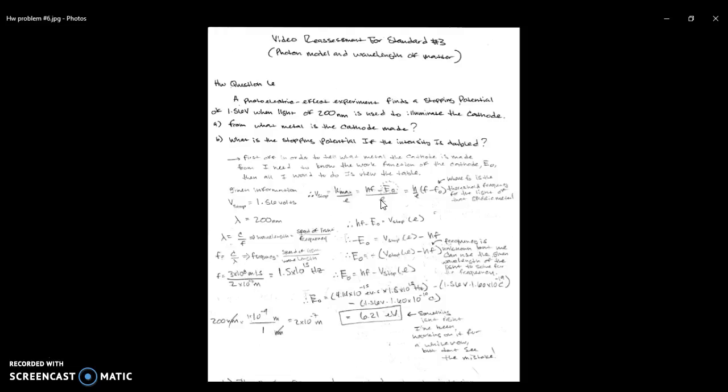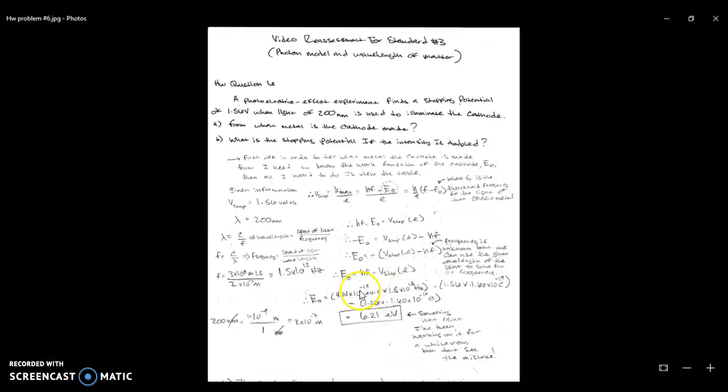So I used this with some algebra to figure out E naught. This is what I got: E naught is equal to HF minus the stopping potential times E. I want Planck's constant in terms of electron volts, since the work function needs to be in electron volts. So H in terms of electron volts is 4.14 times 10 to the negative 15 electron volts per second.